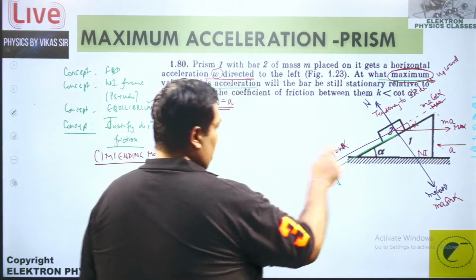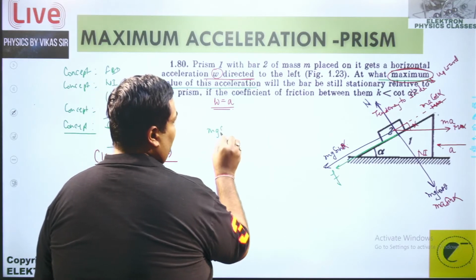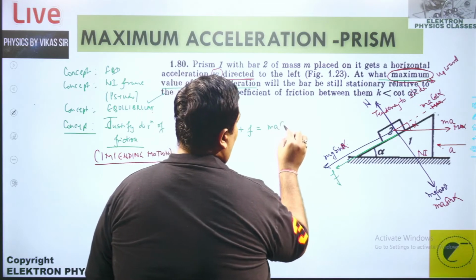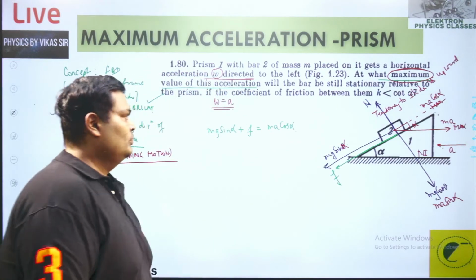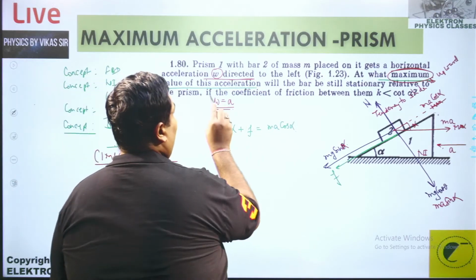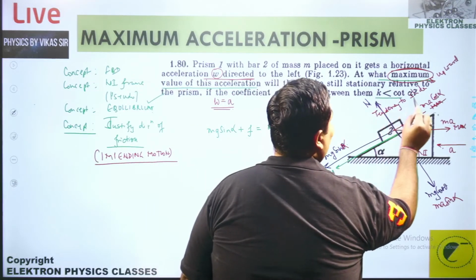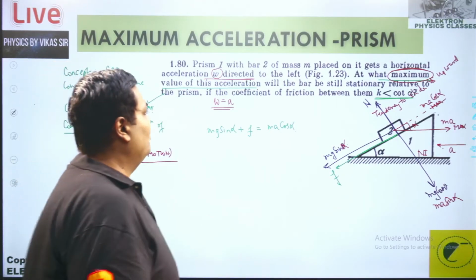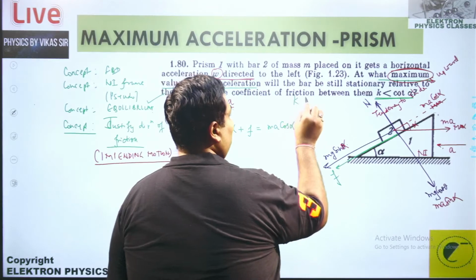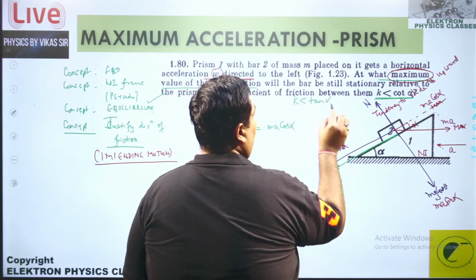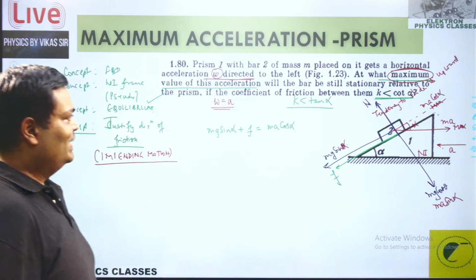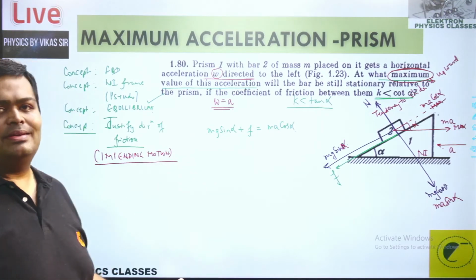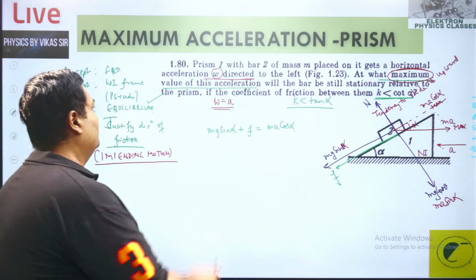Balance along this direction. So we have mg sin alpha plus friction equal to ma cos alpha, correct? The friction coefficient is given as k, less than tan alpha. What does that mean? We have to check that. K is the friction coefficient. We say it as mu, Irodov says it as k, of course, because that's an Irodov question, 1.80.